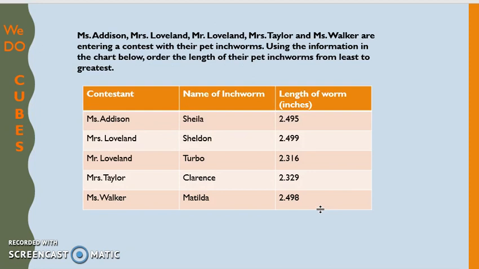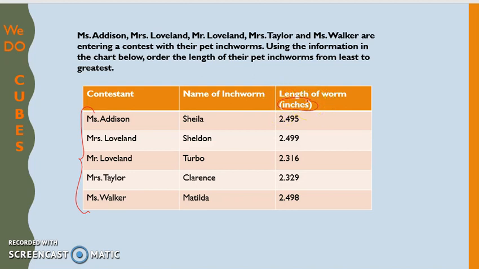Let's do a problem together. Miss Addison, Mrs. Loveland, Mr. Loveland, Mrs. Taylor, and Miss Walker are entering a contest with their pet inchworms. Using the information in the chart below, order the length of their pet inchworms from least to greatest. Okay, so you'll notice we have all of your teachers right here as contestants. And we have the names of each inchworm. We have Sheila, Sheldon, Turbo, Clarence, and Matilda. And we have the length in inches of each one of their worms.